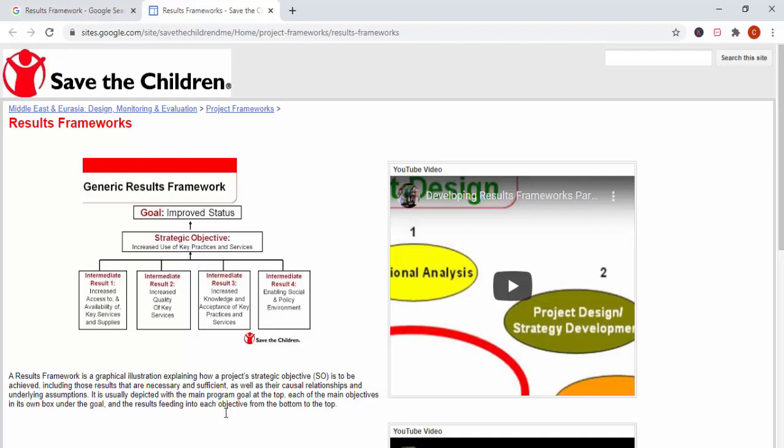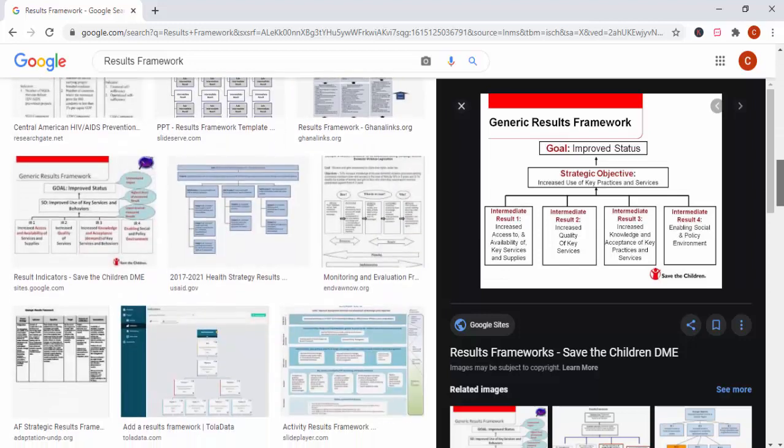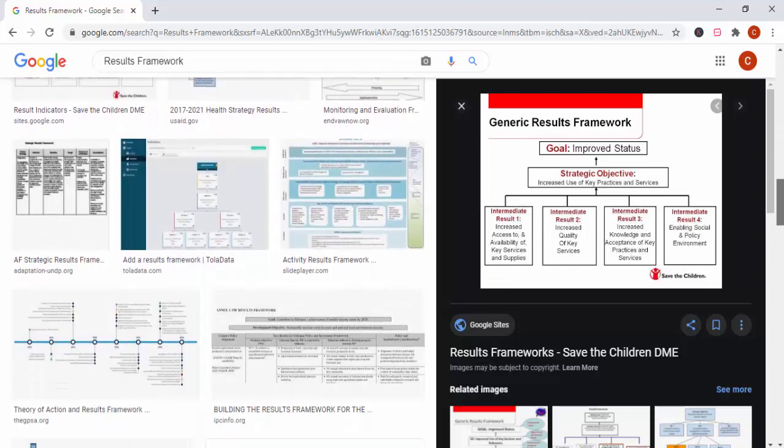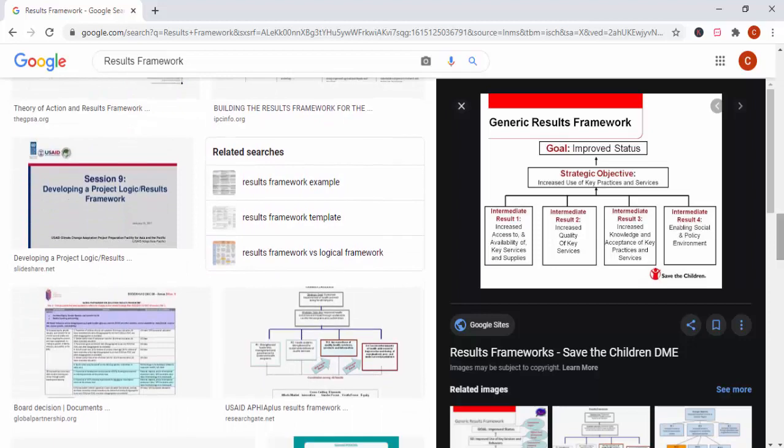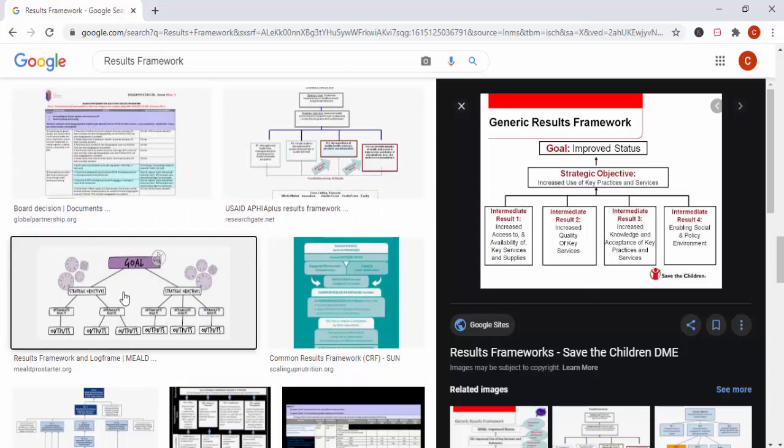So I think the reason why some organizations will prefer using a results framework is because it is much easier and straightforward to understand the logic. Okay, it is so much easier to understand the logic when you use a results framework.